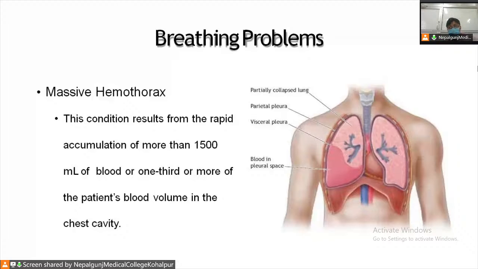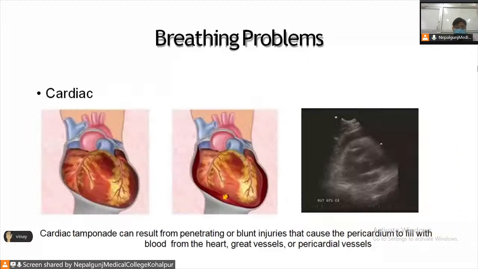Now, massive hemothorax. This is the condition in which the pleural space is occupied by blood, so that is hemothorax, and if it is more than 1500 ml, or 1/3 or more of the patient's blood volume in the chest cavity, then it is massive. So massive should be at least more than 1500 ml of blood.